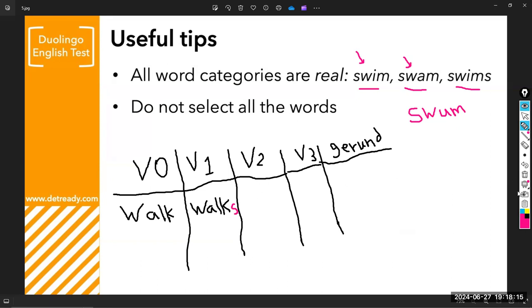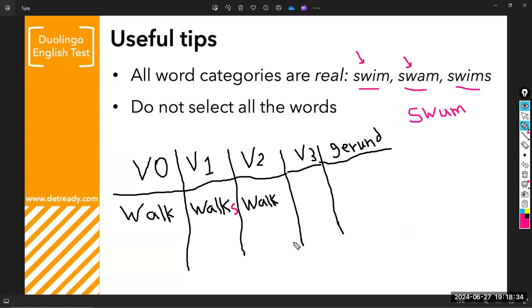Verb two is all the time simple past. And what is the simple past of walk? Still walk? Simple past, walk, right? Are you sure?